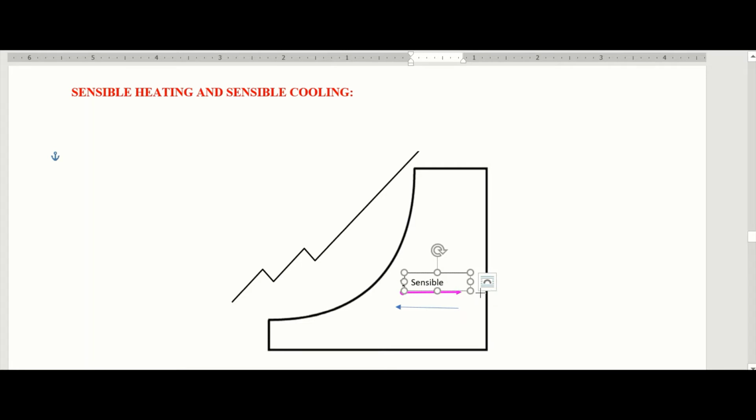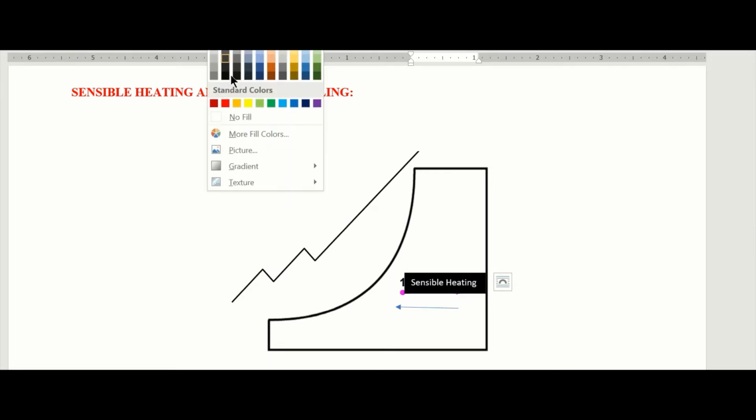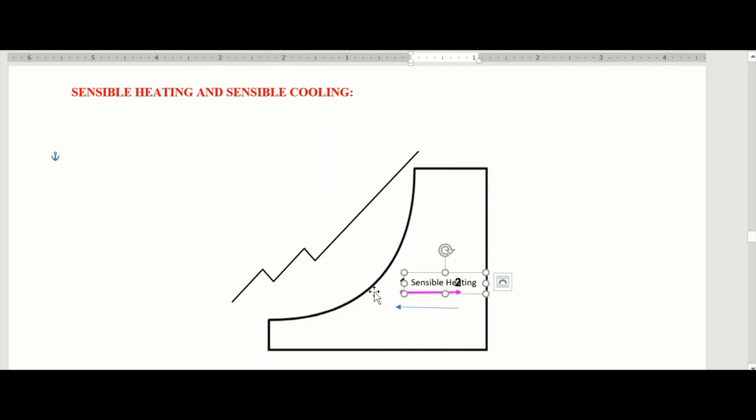This is sensible heating, while the line going towards your left is sensible cooling.